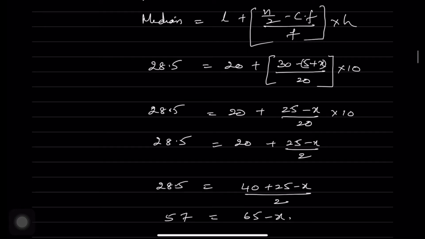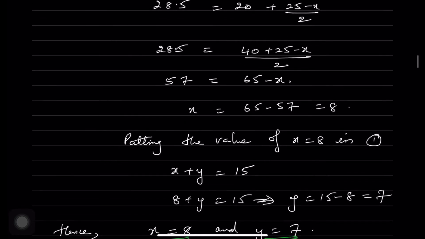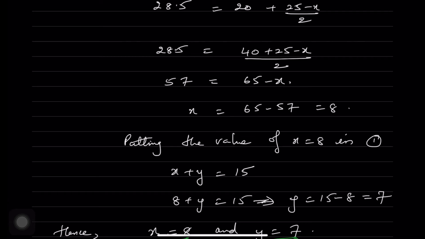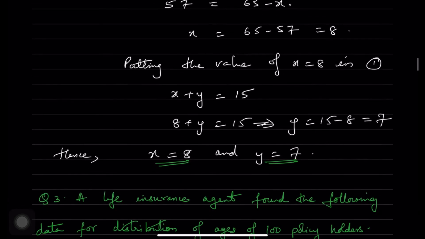So take the LCM. We took the LCM, so we're getting 40 plus 25 minus x by 2. So 57, taking 2 to the other side, 57 is equal to 65 minus x. So x is equal to 65 minus 57, which is equal to 8.